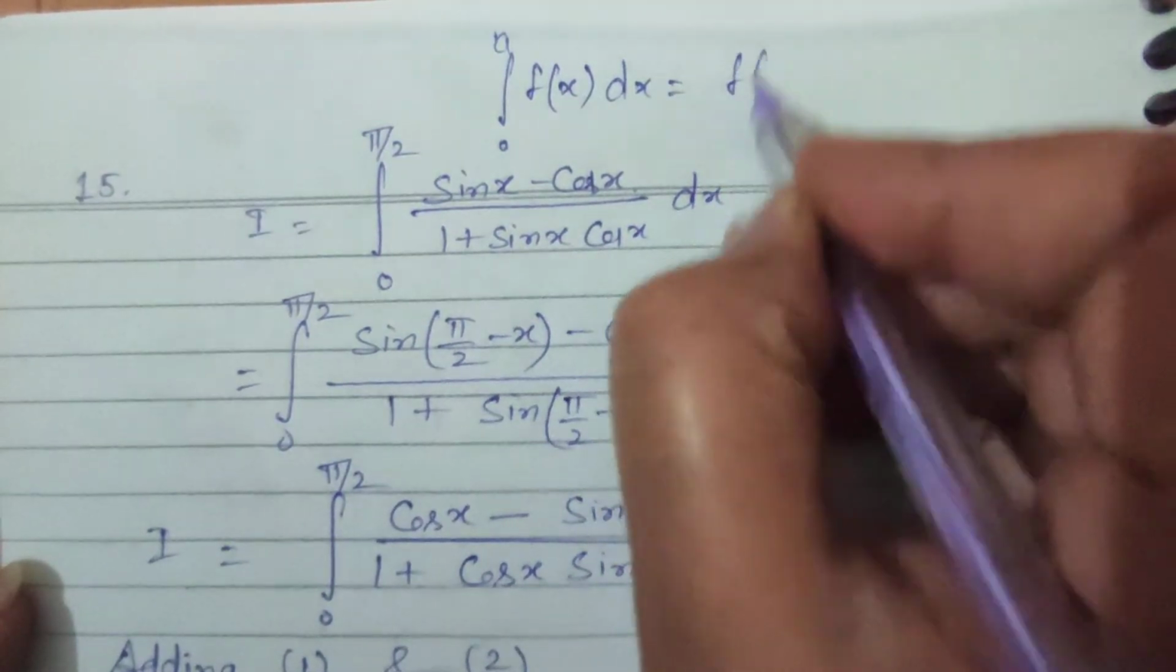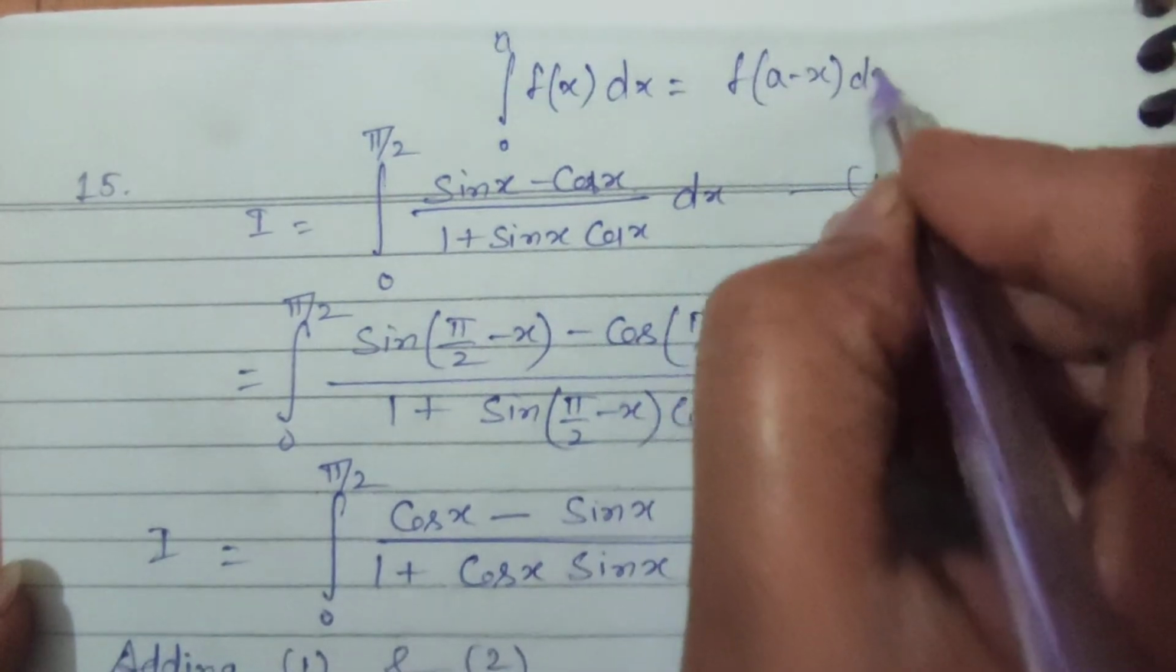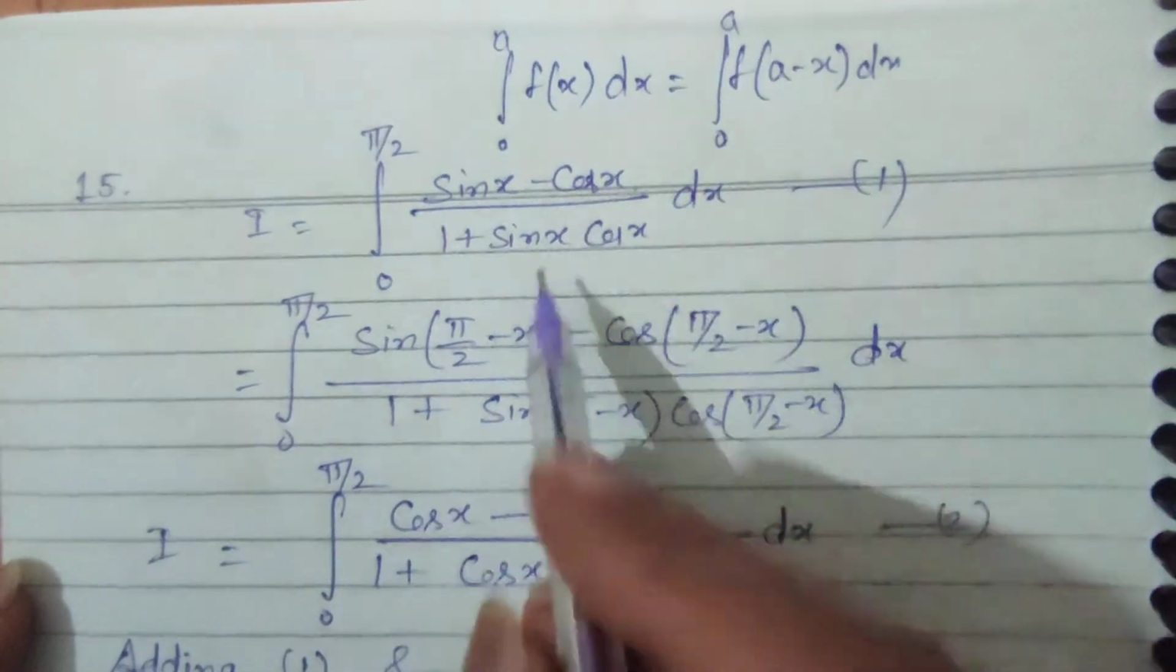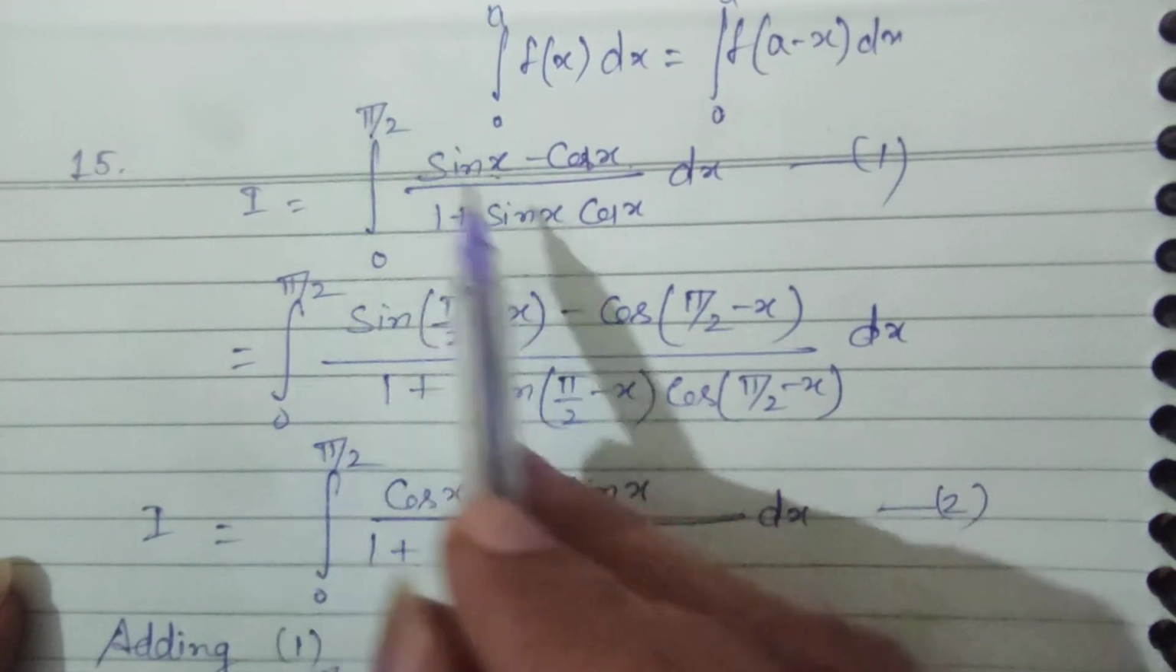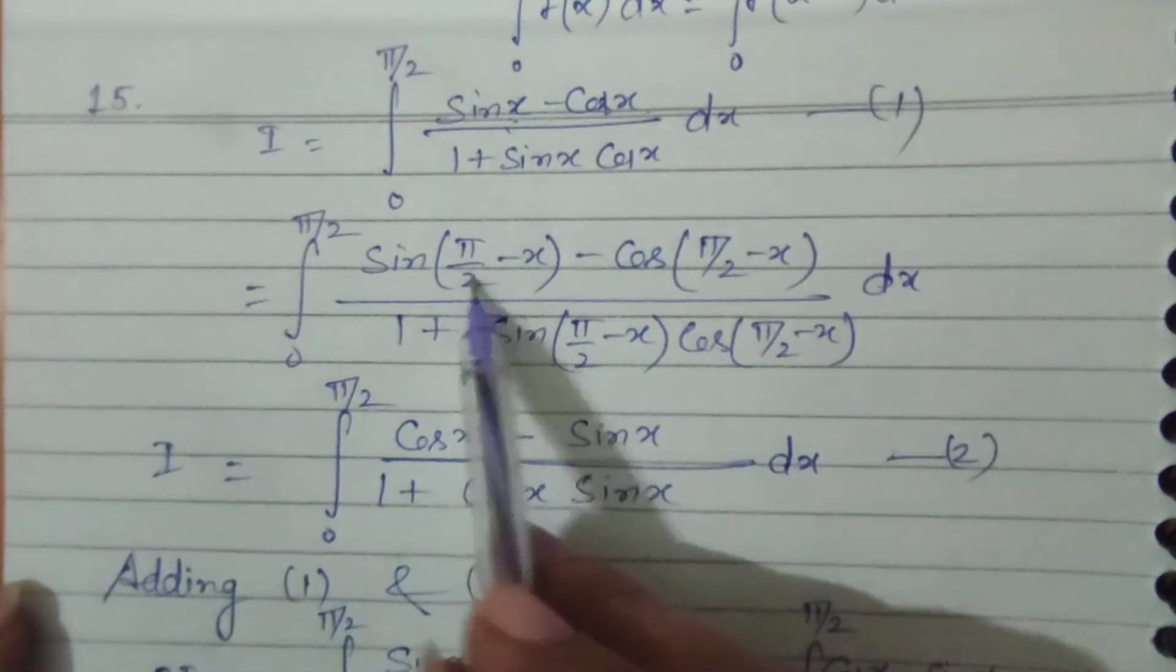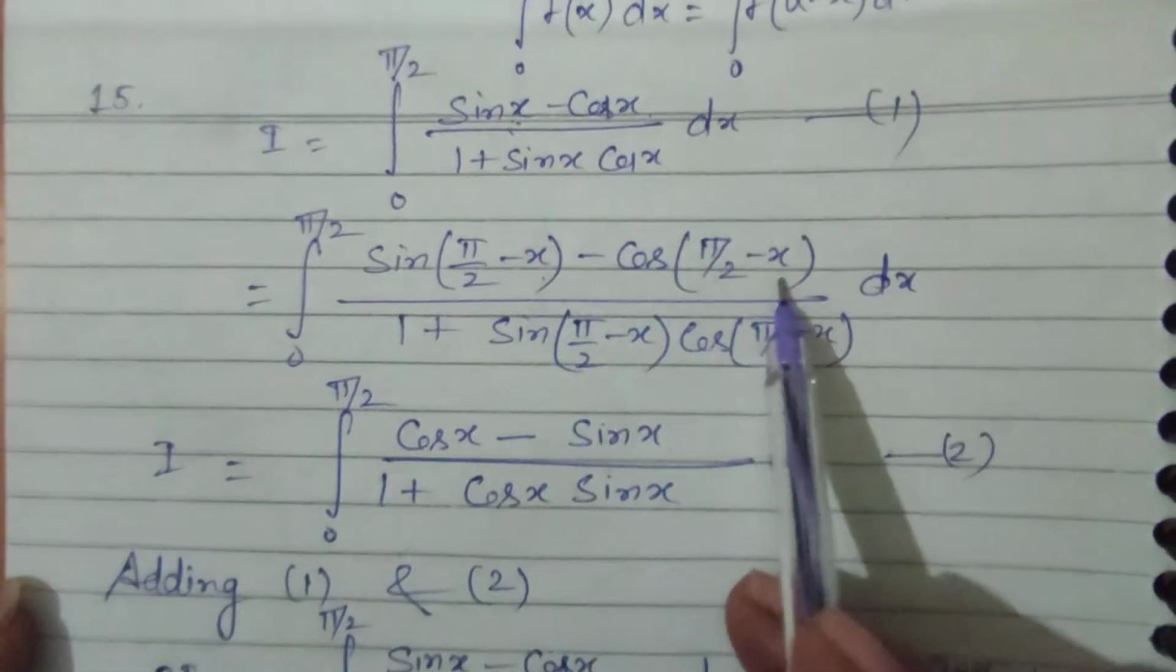It will be f of a minus x dx, limit is 0 to a. So in place of x we will write a minus x. Here a is pi by 2, so we will write x as pi by 2 minus x. Here also pi by 2 minus x.